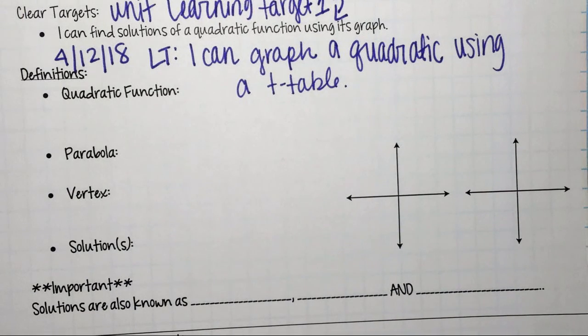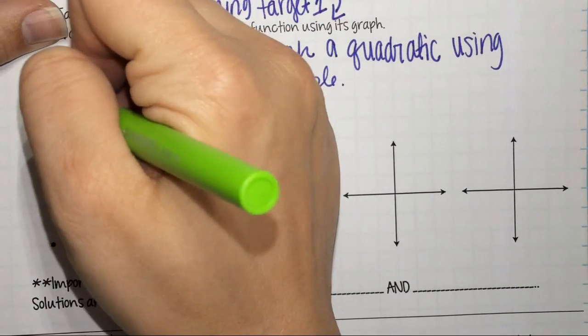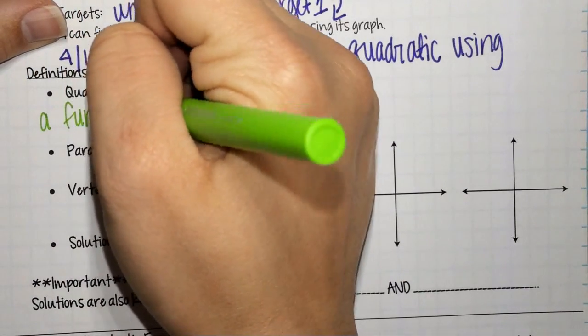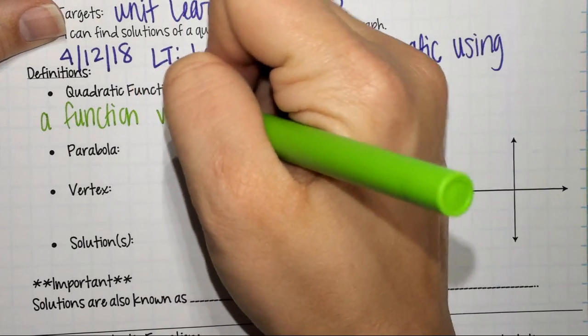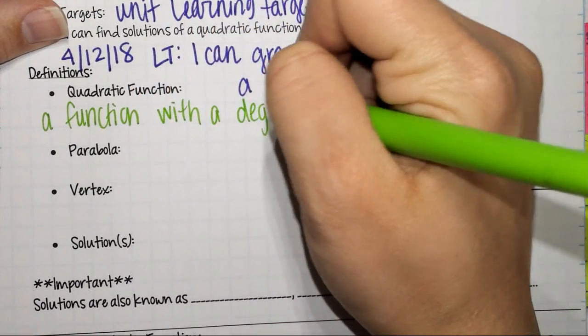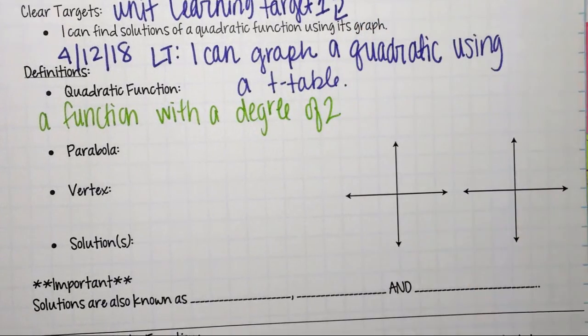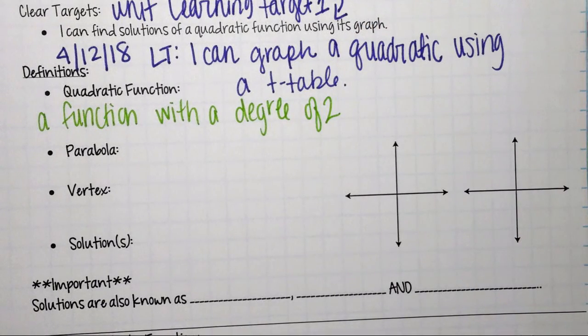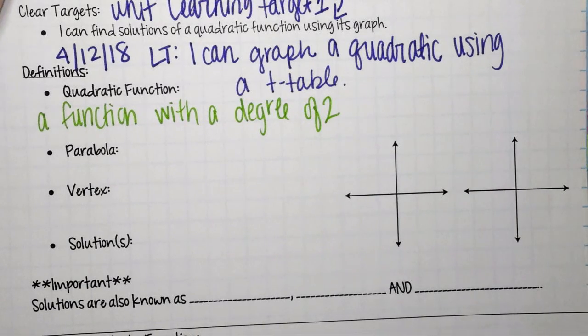So a quadratic function is a function with a degree of 2. And is the degree the highest exponent or the lowest exponent? Who remembers? The highest. Say it with confidence. Highest. So it's like x squared, the ones that we've been factoring, that's what we're going to be graphing. So our two units, 8 and 9, relate to each other.